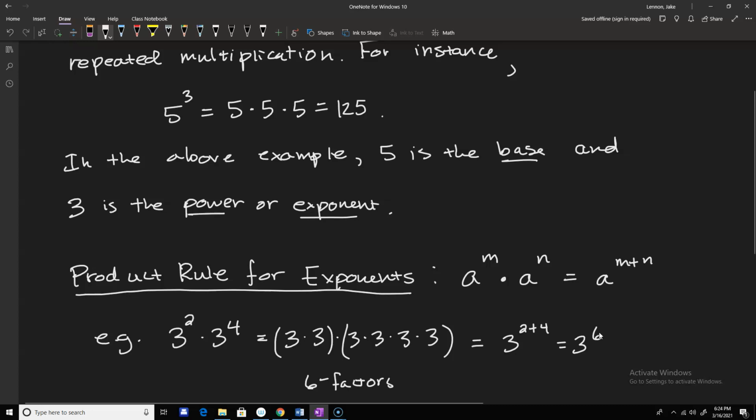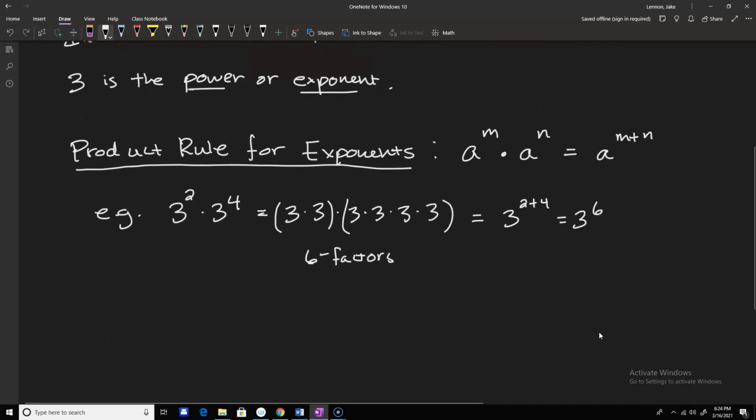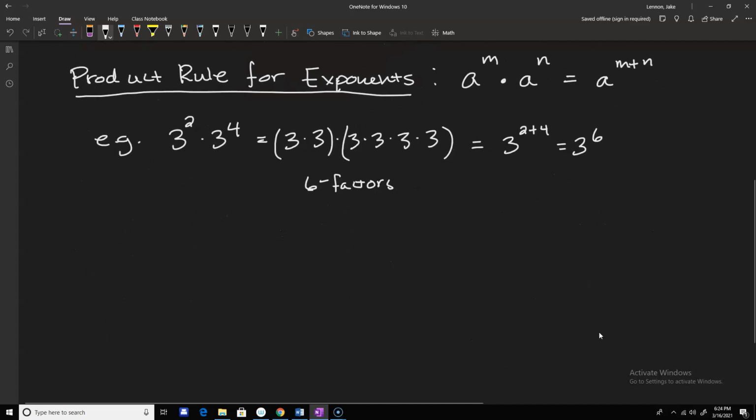So if you were writing it down and you wrote 3 to the 8th, it wouldn't really make sense. It's not fitting the definition of what we're using this exponent notation for. So let's practice simplifying a few of these with the product rule, and then we'll look at the power rule after that.